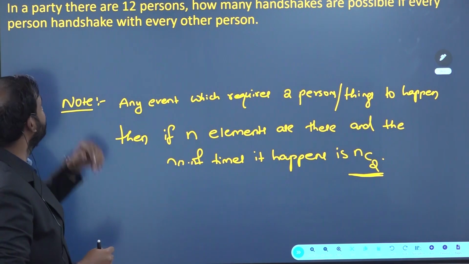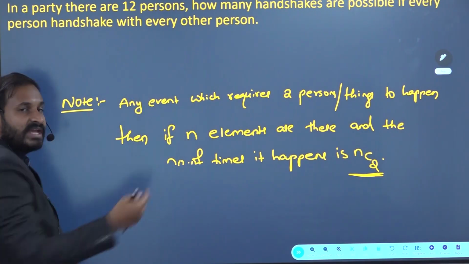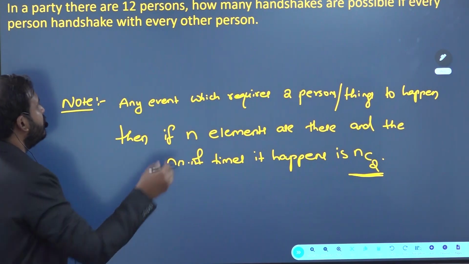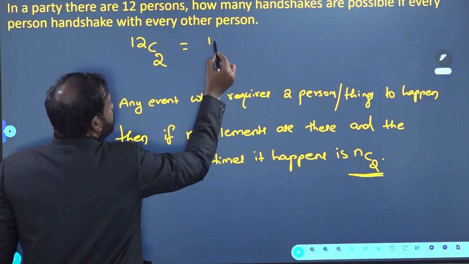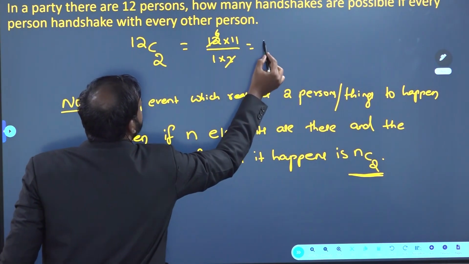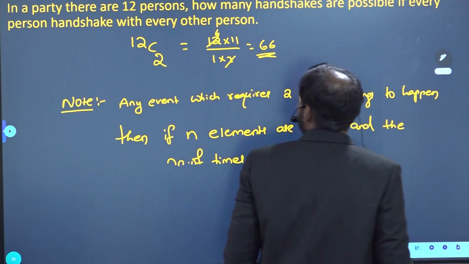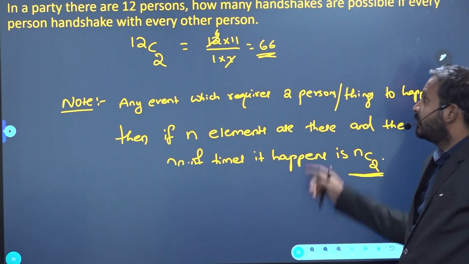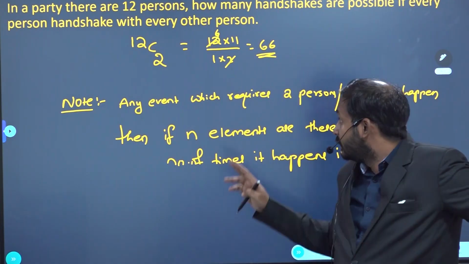Now similarly, see here, 12 persons are there. For one handshake, every person is shaking hands with every other person, right? So for one handshake, how many people are required? 2 people are required here. So 12C2 will be my answer. 12C2 means 12 into 11 by 1 into 2. So 2 1s are 2, 6 11s are 66. So 66 handshakes will happen in that party. Understood? Not only in this case, students, any case which requires 2 persons to happen, the number of ways is NC2.